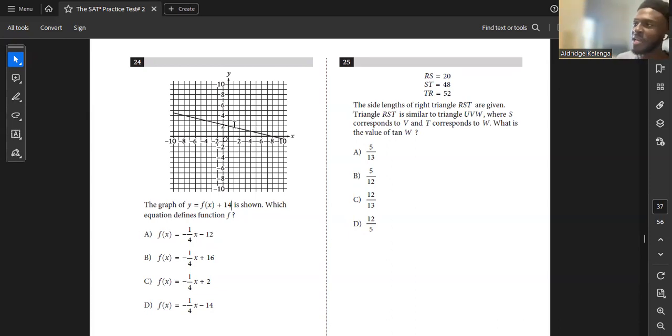Our answer should be one that is going to give us a 2 as the intercept when we plug in 0. Look at the first one. If we add 14, do we have a 2? It's going to be 14 minus 12. We have a 2. So that's our answer. If we add 14 here, we're getting 30. Here, we're getting 16. Here, we're just getting negative a quarter of x. So our answer is A.